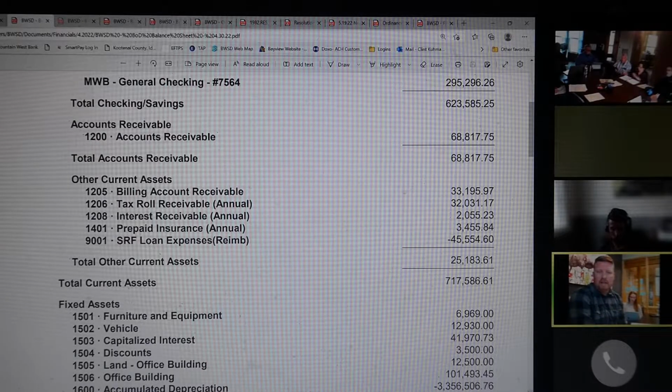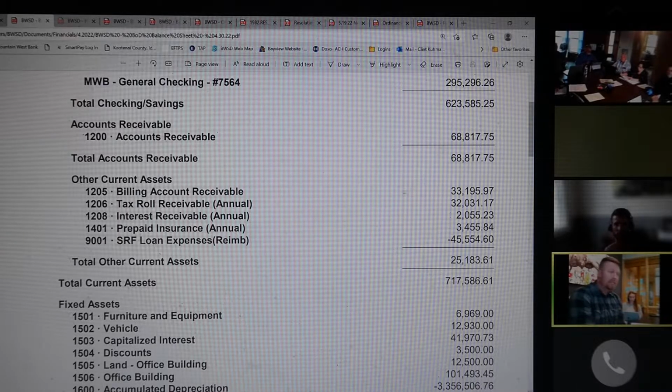The other current assets accounts, I'm just going to run through those so that you can have an understanding of what they're for. The 1205 account, that's our billing accounts receivable. So that is an amount that we show as of the end of April that are outstanding receivables for the user fees, both sewer and water.